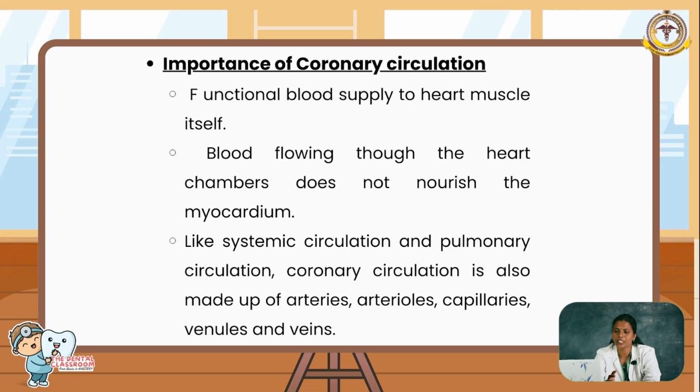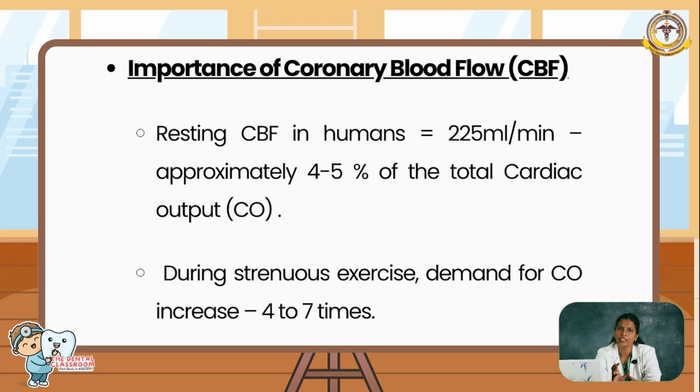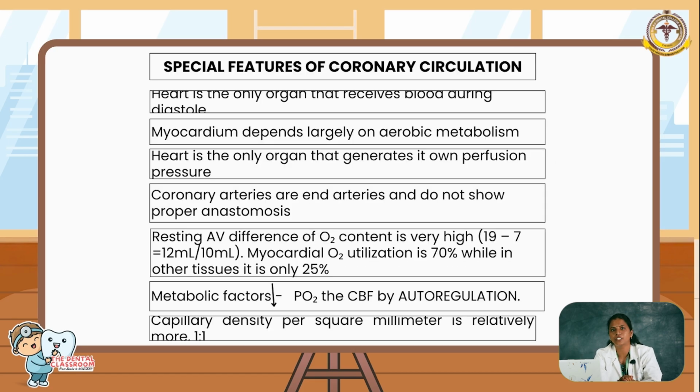Like the systemic circulation and pulmonary circulation, coronary circulation is also made up of arteries, arterioles, capillaries, venules and veins. At a resting state, the coronary blood flow is equal to 225 ml per minute. It is almost equal to 4 to 5% of the total cardiac output. During exercise, the demand increases to 4 to 7 times. Special features of coronary circulation is an important 5 marks question. You should not miss studying this. Special features of coronary circulation.